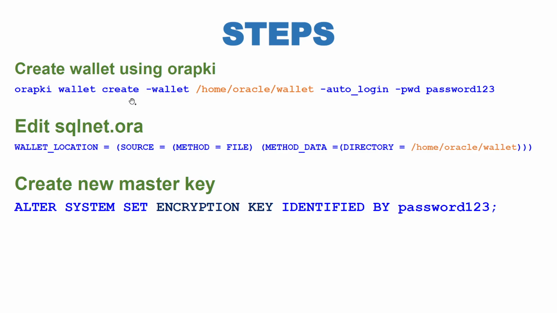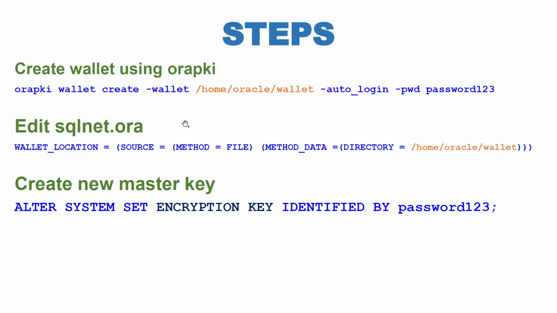To create your wallet, you will use orapki command, orapki wallet create dash wallet, location of your wallet, auto login and the password. If you don't want to specify the password on the screen, you can enter the command up to here and then it will prompt for the password. Now, here this becomes your location of the wallet and auto login means that Oracle will automatically open the wallet for you. You don't have to manually open the wallet.